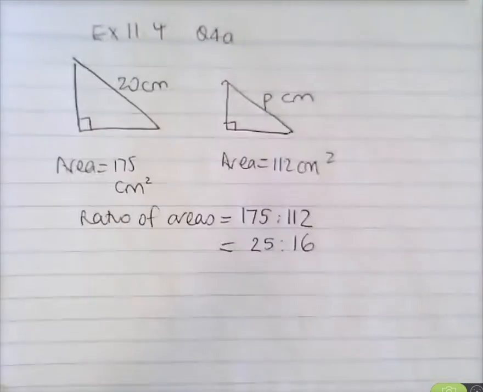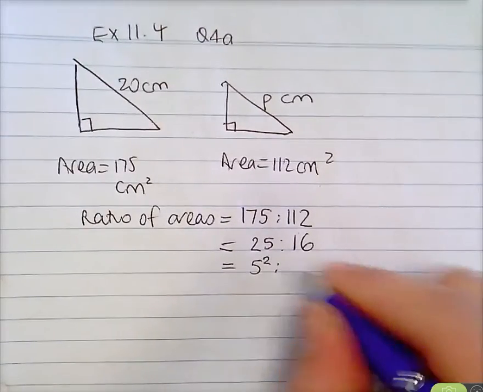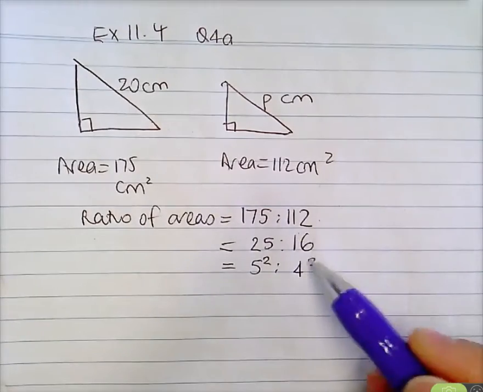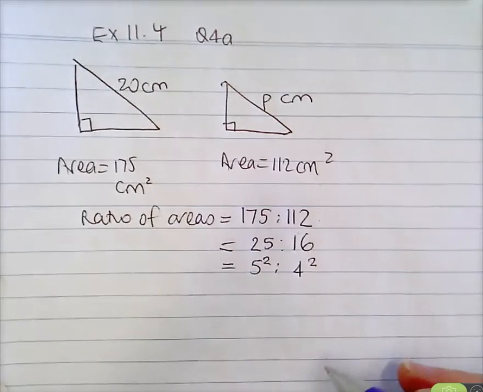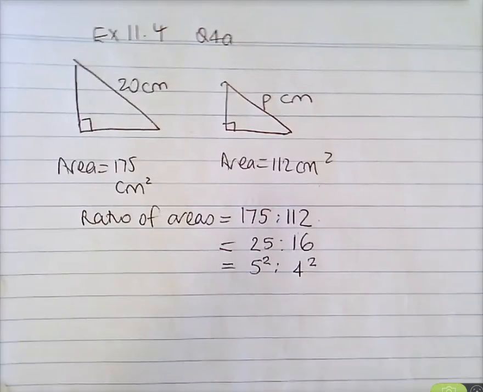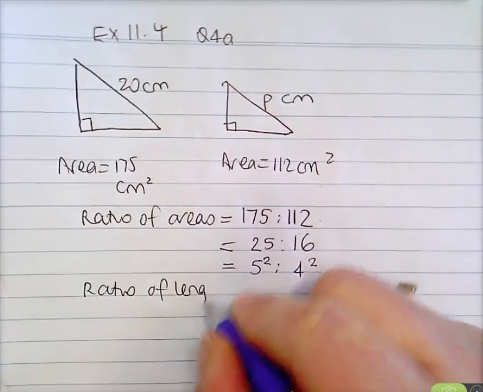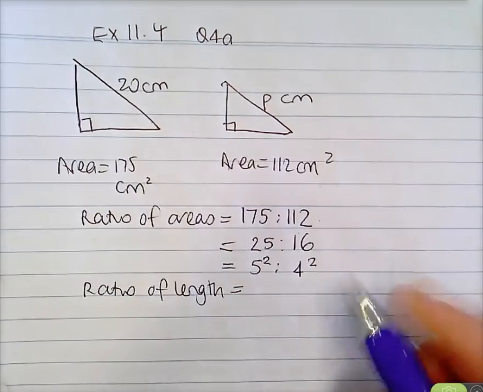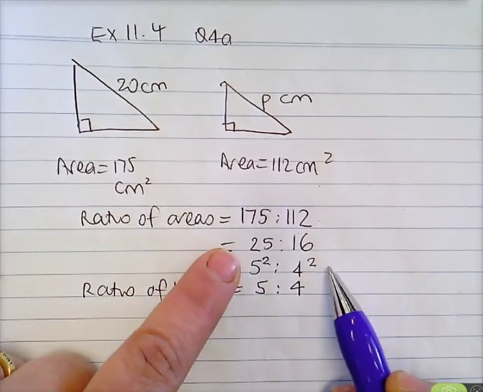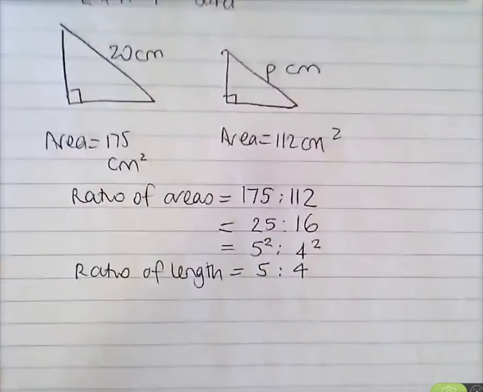The reason we stop there is we recognize that 25 is 5 squared and that 16 is 4 squared. So you need to simplify the areas until you recognize them as both square numbers. We're still not finished. That's the ratio of the areas. So now, therefore, the ratio of the side lengths is what? Is 5 to 4. Because if the ratio of the side lengths is 5 to 4, the ratio of the areas is 5 squared is to 4 squared. So we're working in reverse.